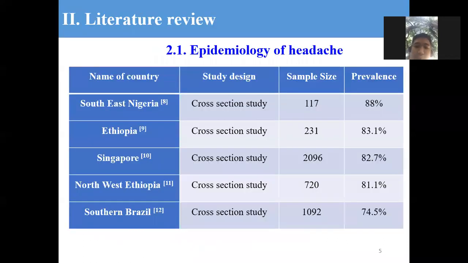In this slide I also want to talk about the literature review, which covers the epidemiology of headache from other countries like Nigeria, Singapore, and South Brazil.